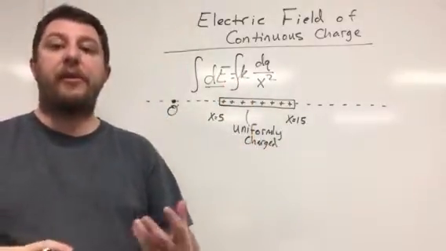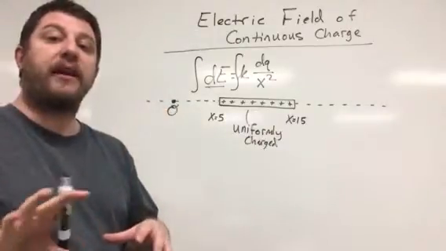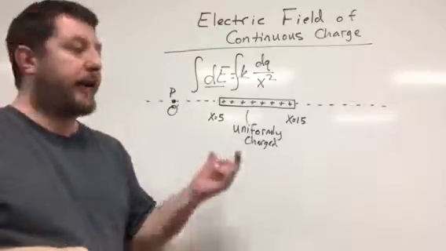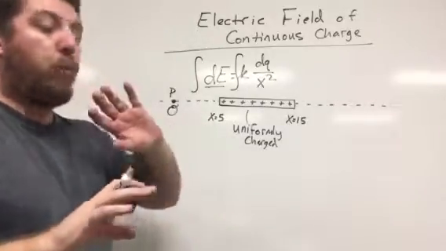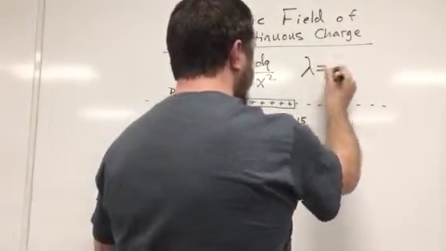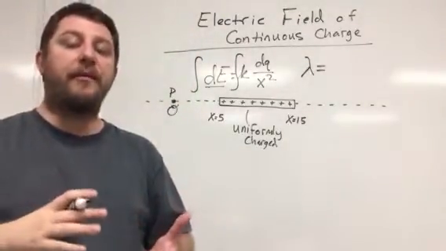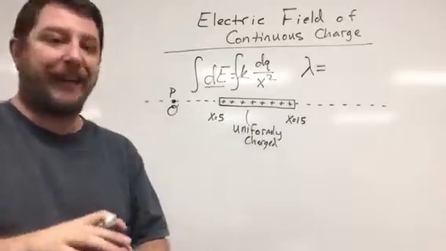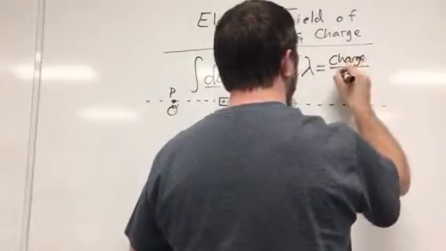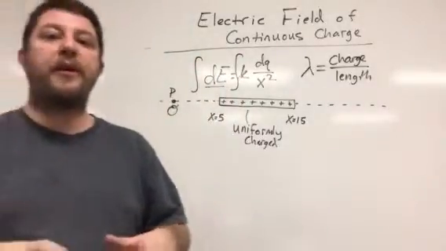So how do I actually carry out this integration? So suppose that I'm at the origin and this is the point that I want to evaluate. I want to evaluate the field at this point P, which is the origin. One trick that we can employ is to define a new variable, and we call this variable lambda. We call this the charge per unit length.